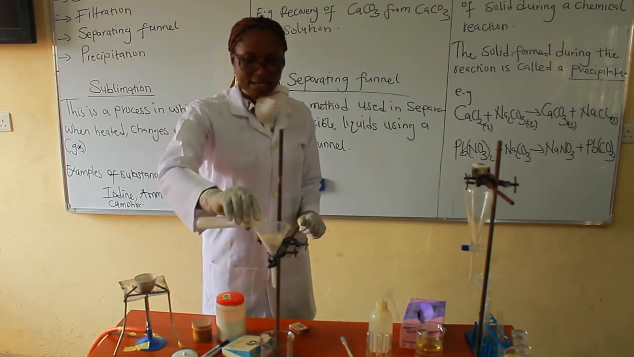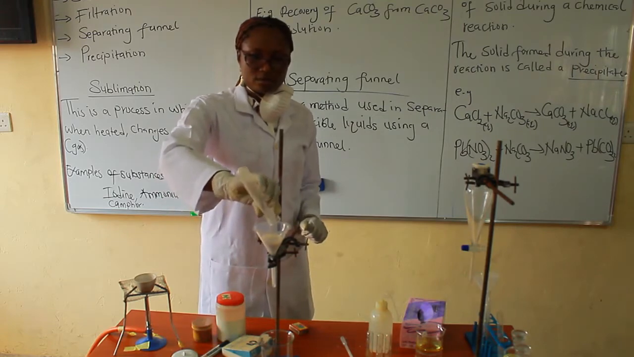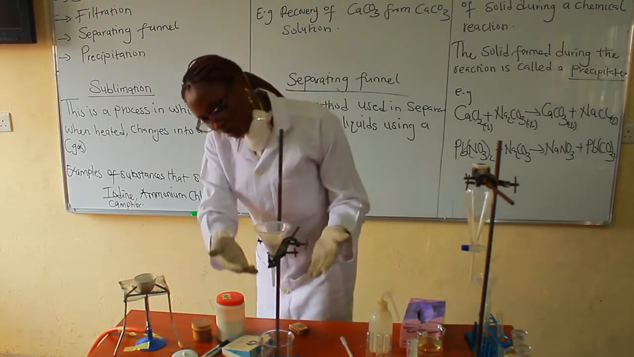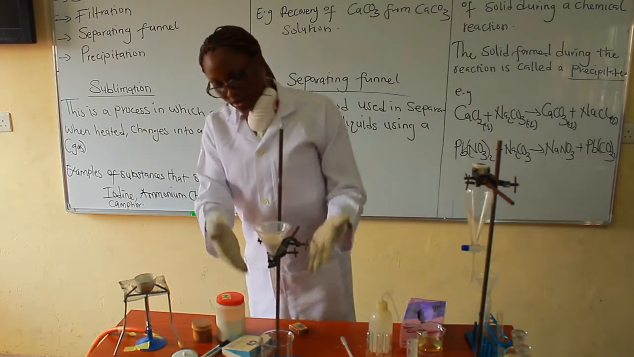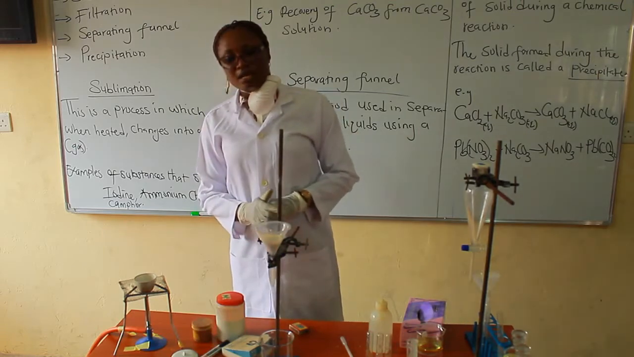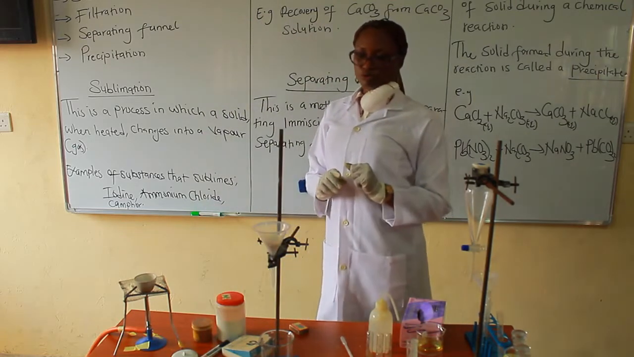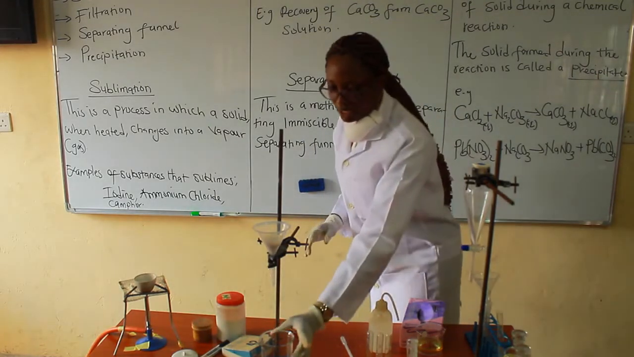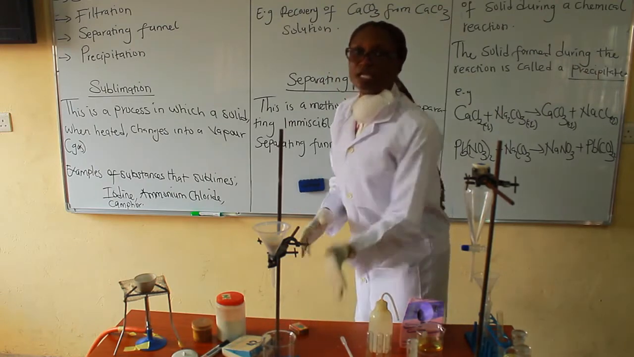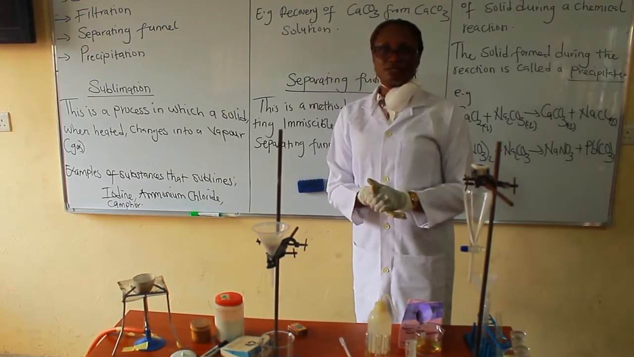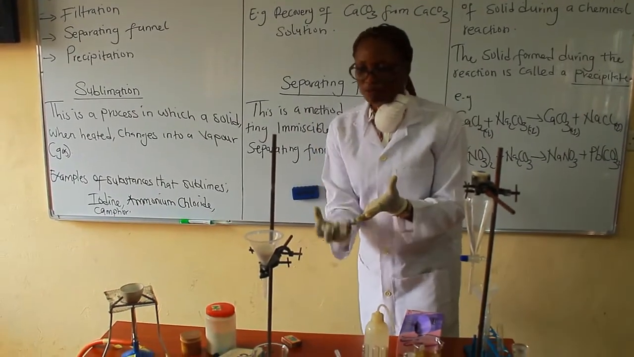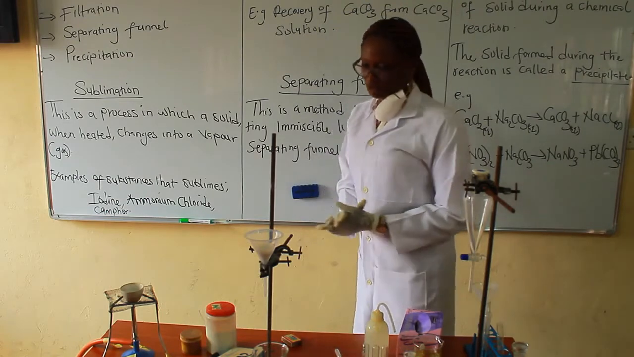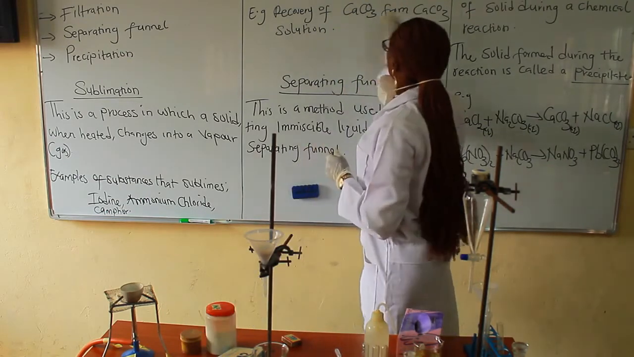I'll just add again. Clean water. We pass through the filter paper and then it enters the beaker. Now, there's a point I want you to note. At the end of your filtration, the solution you have in the beaker is called the filtrate. The one that was able to pass through the filter paper and then enter the beaker is called the filtrate.